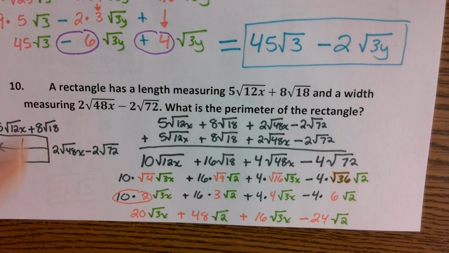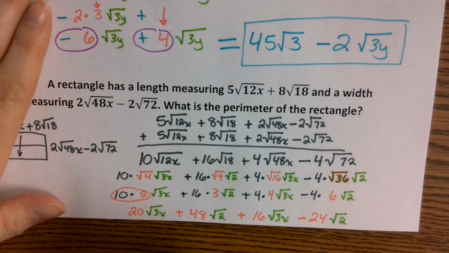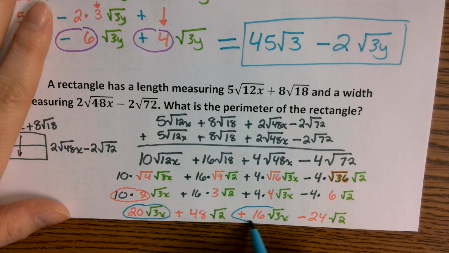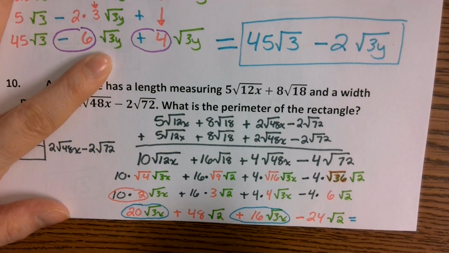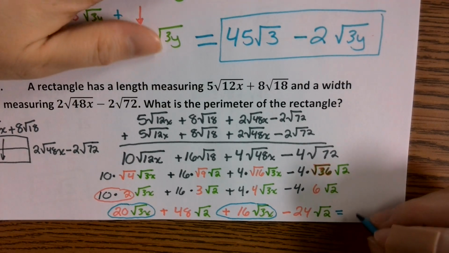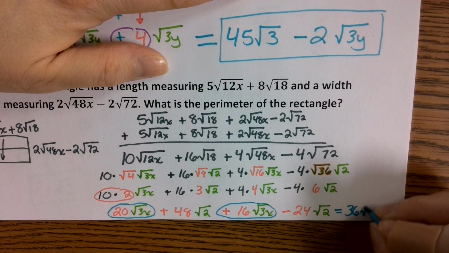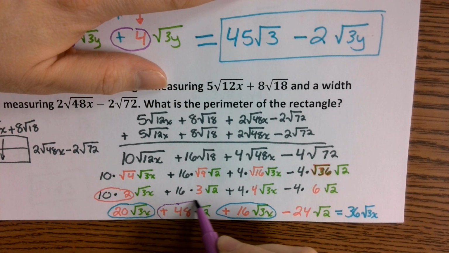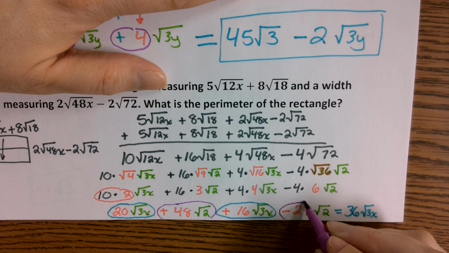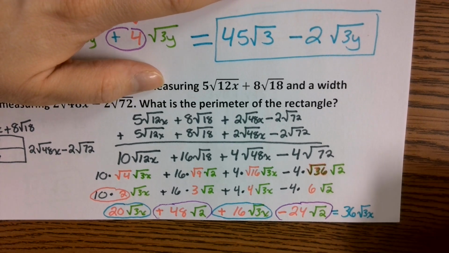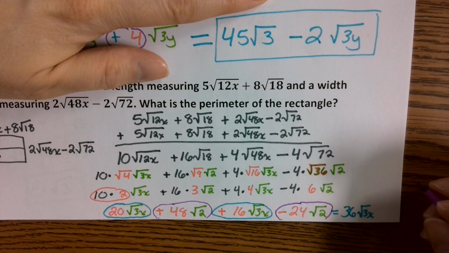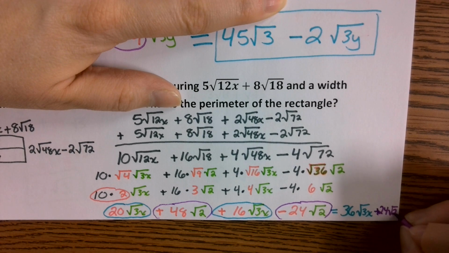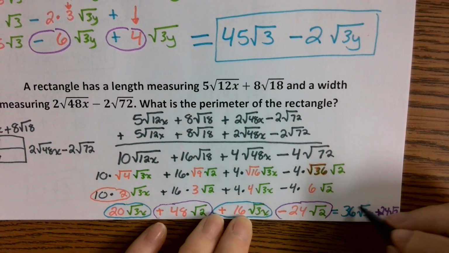I'm still not done, though, because I can combine like terms. I can combine this 20 square root of 3x plus this 16 square root of 3x. 20 plus 16 square root of 3x is going to give us 36 square root of 3x. Then we've got this 48 square root of 2 that can be combined with this negative 24 square root of 2. And that's going to come out to, what, positive 24 square root of 2. And then you're done. That's your final answer.